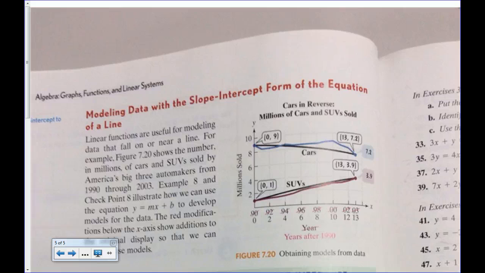This one's using this graph right here, cars and revenue. Millions of cars sold and SUVs sold. Now, what do you guys notice right away about this graph? They're going to intersect somewhere. But what else are you noticing about cars versus SUVs? Yeah, cars are declining in sales, you're right, and SUVs are increasing, okay?